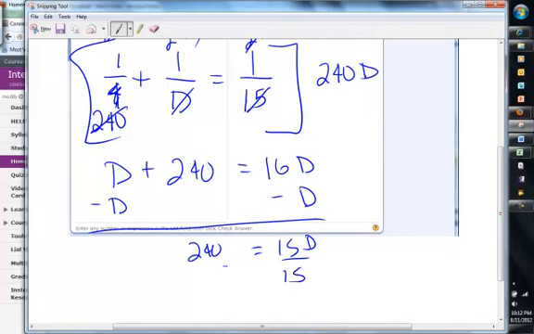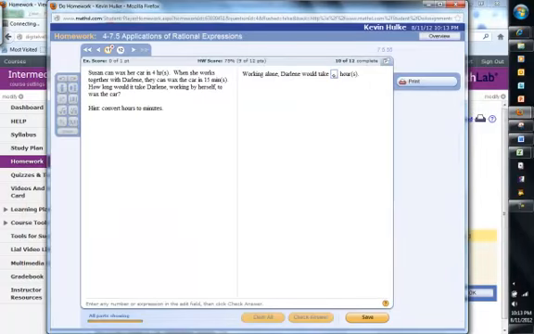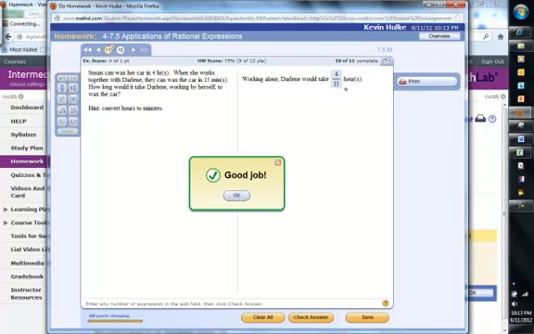Divide both sides by 15. 240 divided by 15 is 16 minutes. So let's make it a fraction. 16 over 60 is 4/15 of an hour.